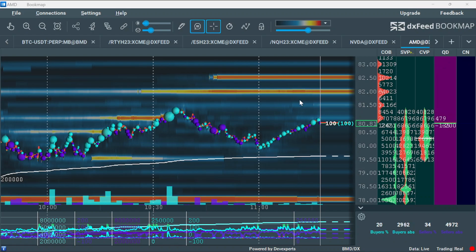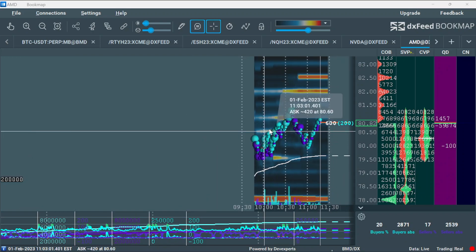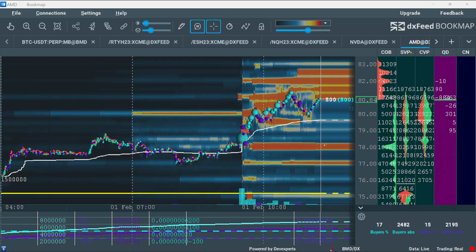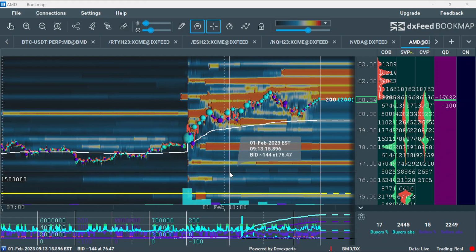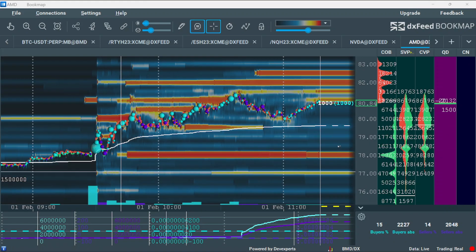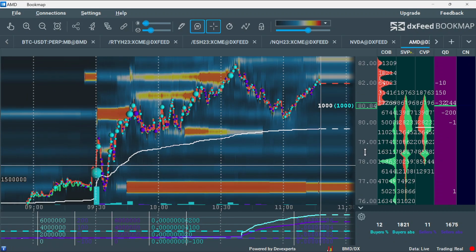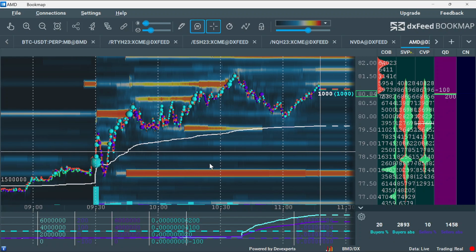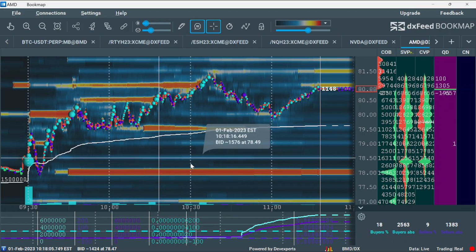You know, the initial balance hit at 10:30 and then it started pulling back. So I thought it was wise to just stop out, you know.